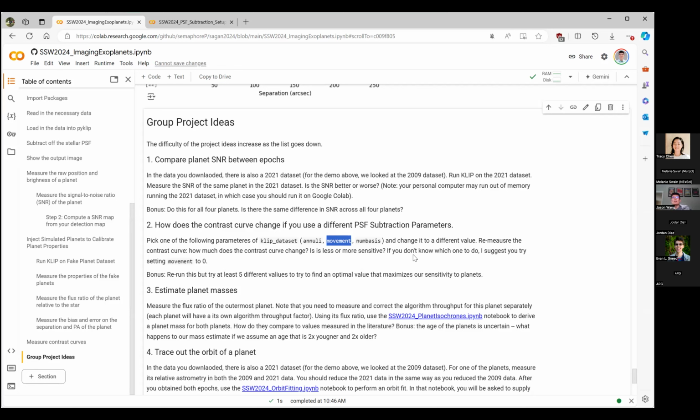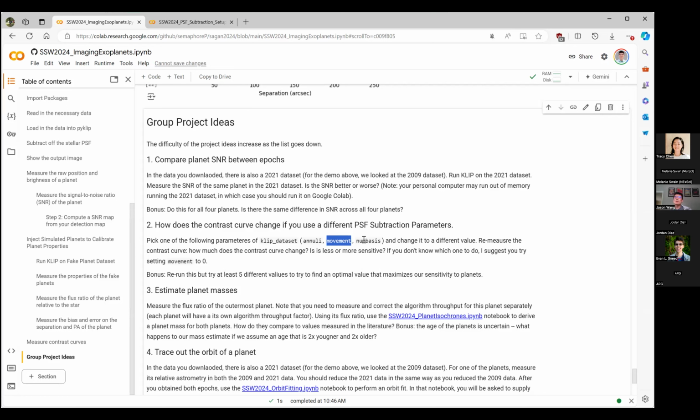It does say in this group project idea that if you don't know which one to do, try setting movement to 0. So this is the extreme case where we're going to use images, including the images where the planet hasn't rotated at all, to do PSF subtraction. It turns out this is probably still okay. So the question is, how much better or worse does your PSF subtraction get when you do this very extreme case?